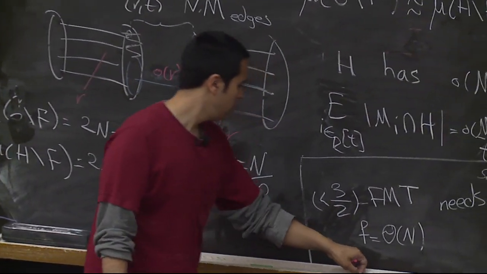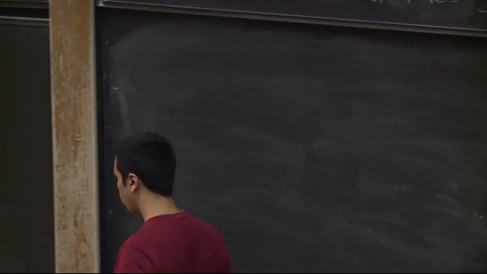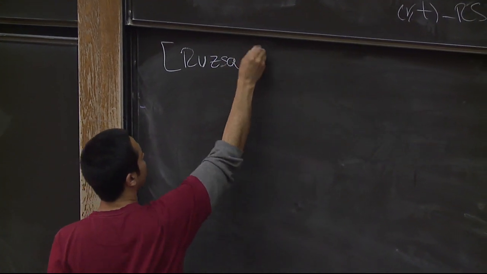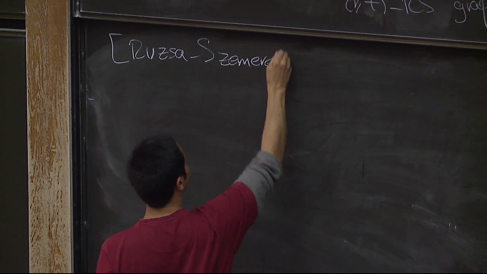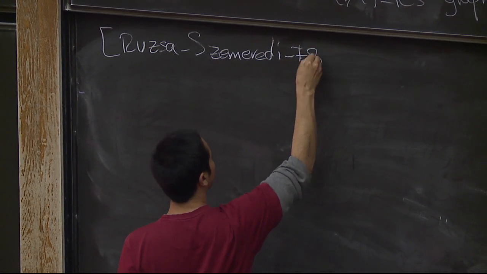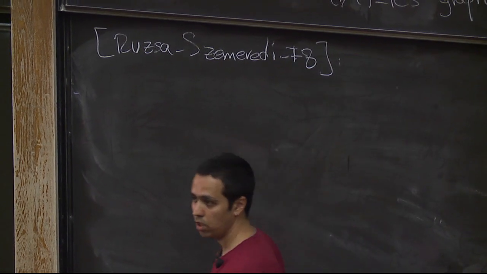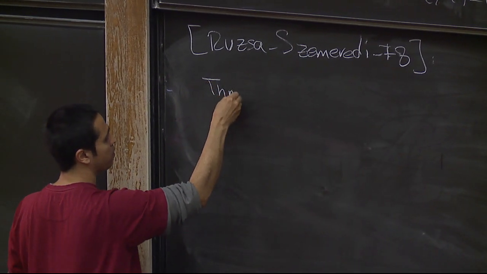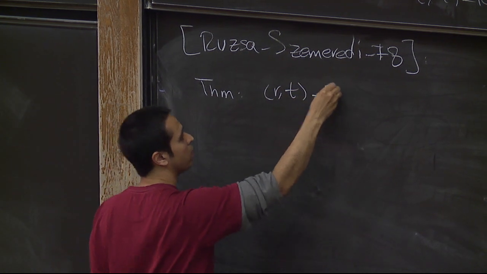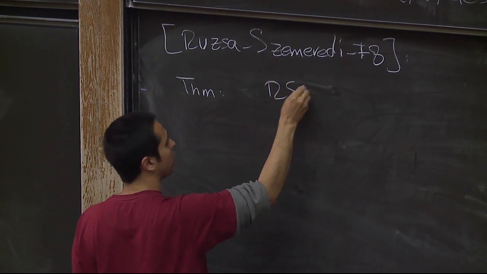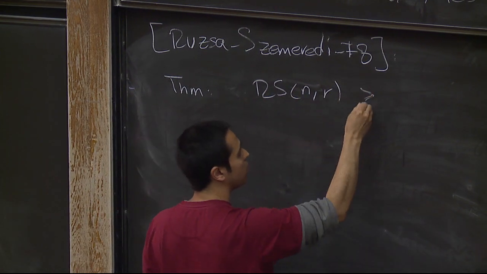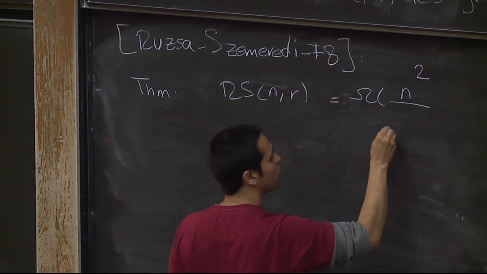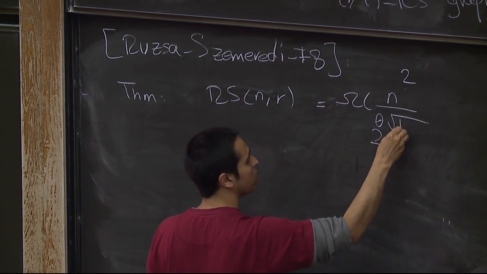Good. All right, so let's do a non-trivial construction. I'm going to show you the construction of Ruzsa-Szemerédi, from 78. With some simplification, I'll get a slightly worse bound. So what do they do? Their theorem: RS of n and r is larger than omega of n squared over 2 to the theta of square root log n.